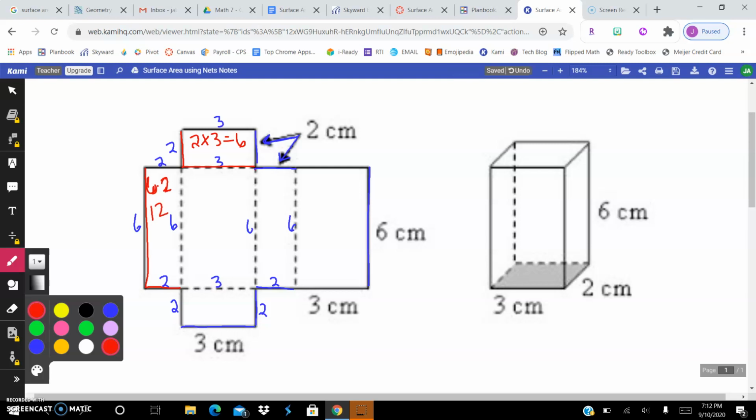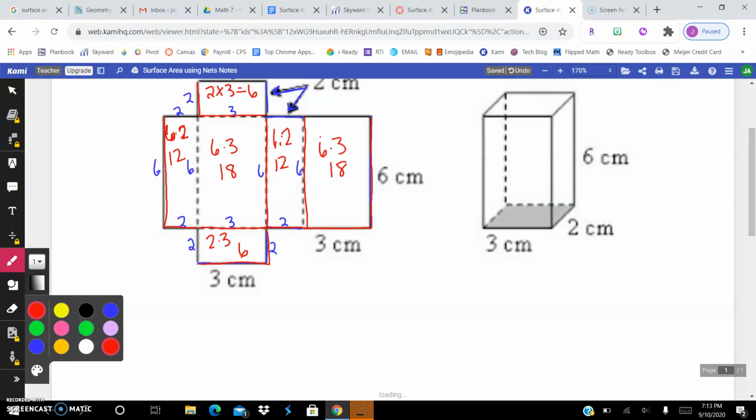And then this one has a height of 6 and a base of 3. So this one is 6 times 3, so that's 18. The one next to it is 6 and 2. So 6 times 2 is 12. And then this one is 6 times 3, so that's 18. And then we have this bottom one here that's 2 tall and a base of 3. So 2 times 3 is 6.